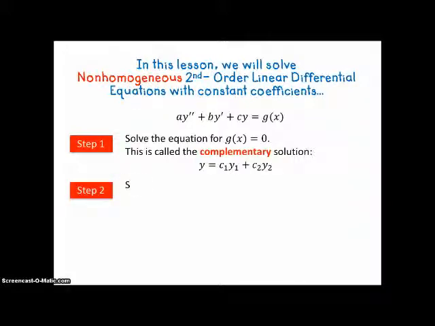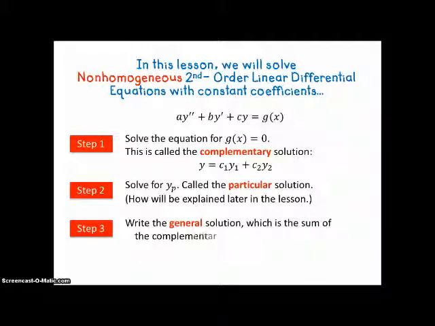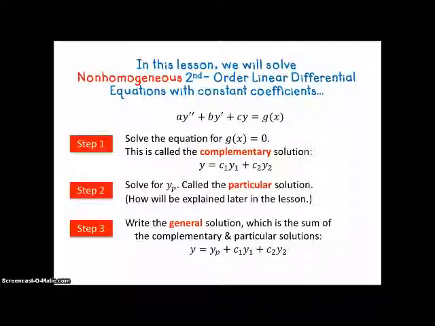Step 2. Solve for y sub p, called the particular solution. How we do this will be explained a little bit later in the lesson. And then step 3, write the general solution, which is the sum of the complementary and particular solutions, namely y equals y sub p plus c1y1 plus c2y2. And that will be the general solution.